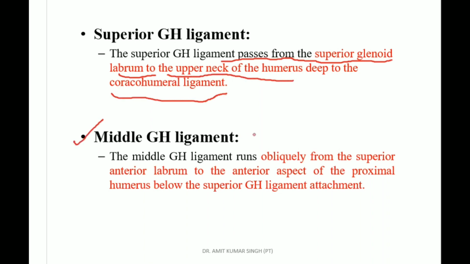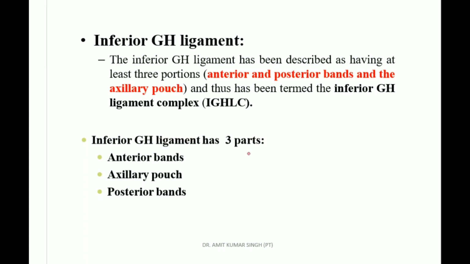Middle glenohumeral ligament, it runs obliquely from the superior anterior labrum to the anterior aspect of the proximal humerus, below the superior glenohumeral ligament attachment. Next, inferior glenohumeral ligament.